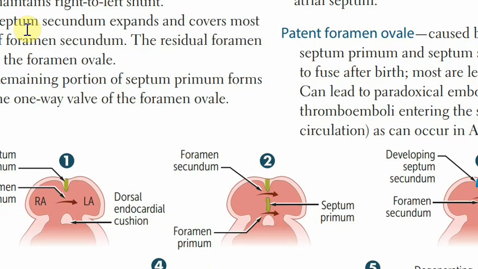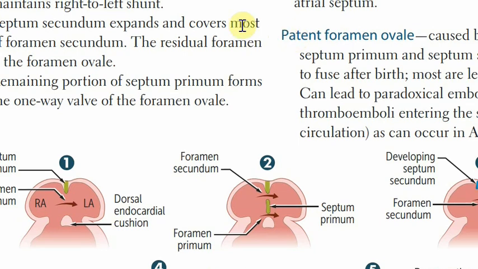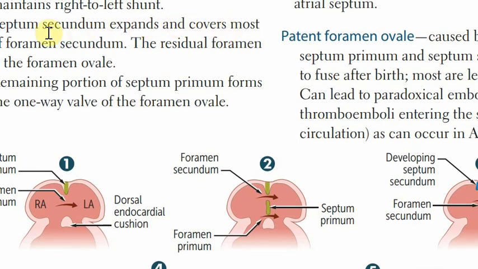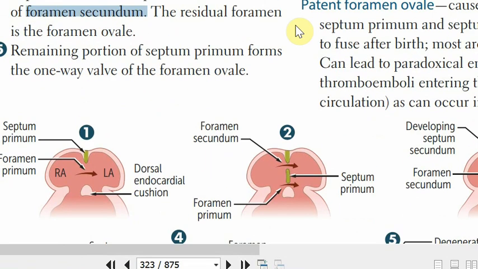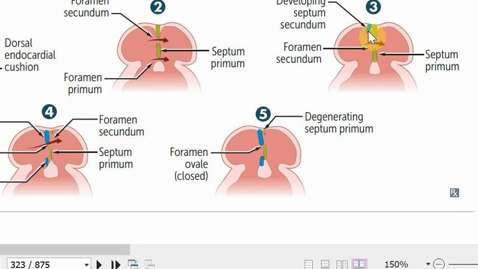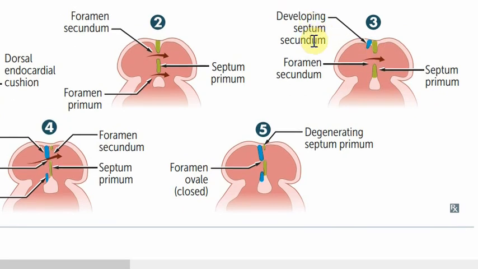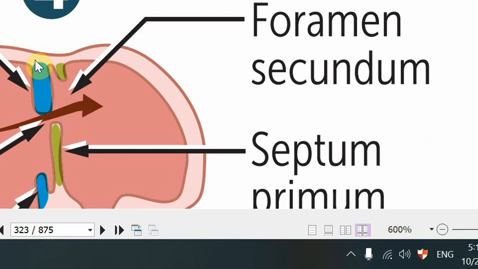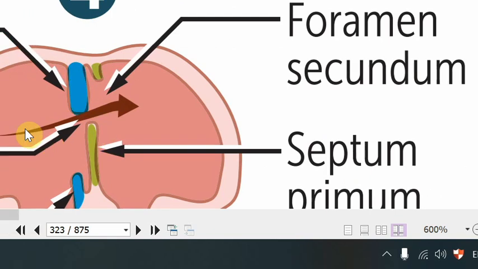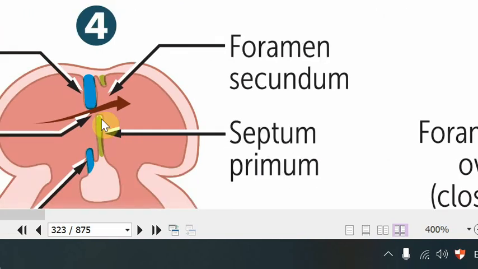The next thing is the Septum Secundum. It expands and covers most of the Foramen Secundum. Okay, so it keeps growing and it covers most of the Foramen Secundum. And when it covers the Foramen Secundum, it has created some form of a valve. So take a look at this. Here we have the development of Septum Secundum, and then it keeps growing some more, and look what happened here. You have a leaflet here and you have a leaflet here. So this has made a valve basically. We call that opening now Foramen Ovale.